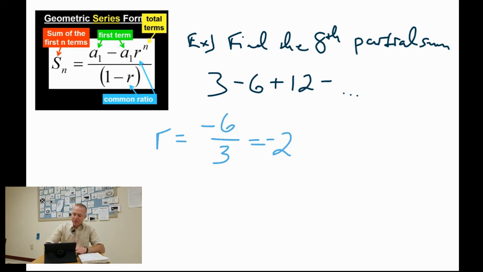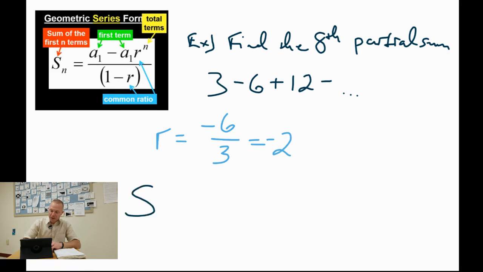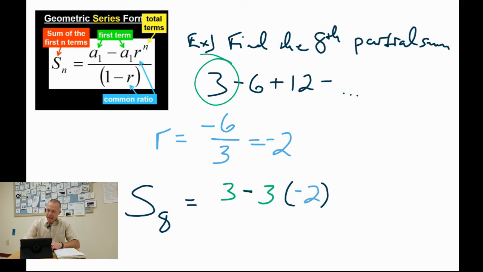So if I want to find the 8th partial sum, we could call that S sub 8. That would stand for the series of 8 numbers. I just need the first term. Looks like that first term is 3. And then we're going to subtract the first term, and then multiply that by the common ratio to the nth power.